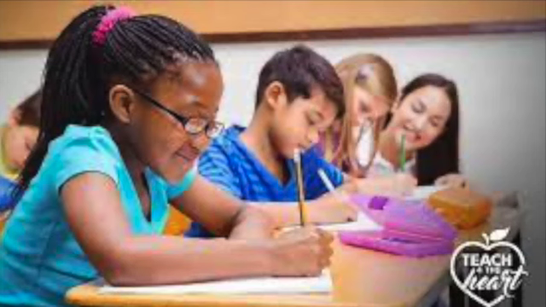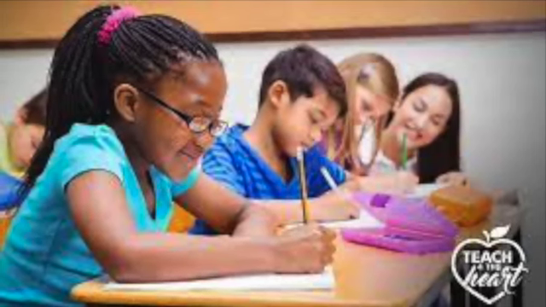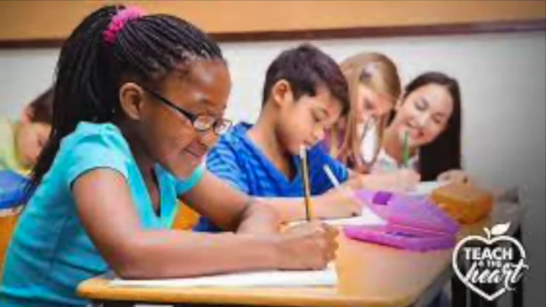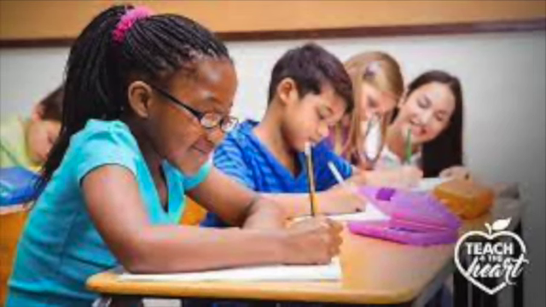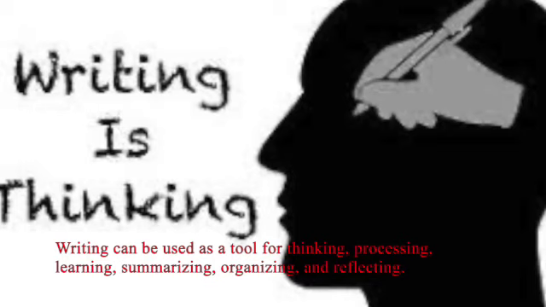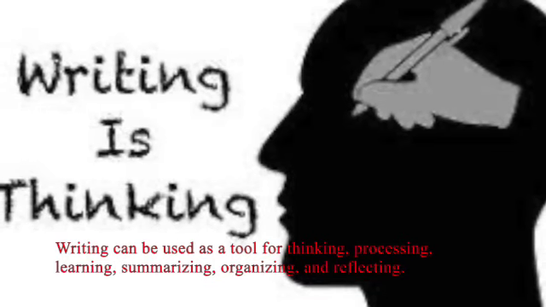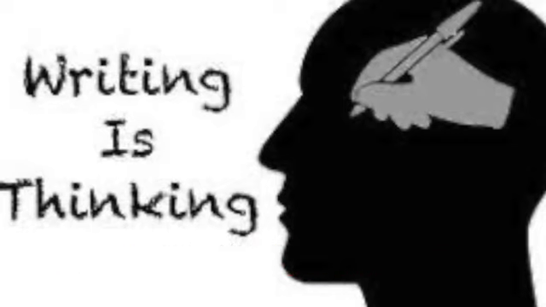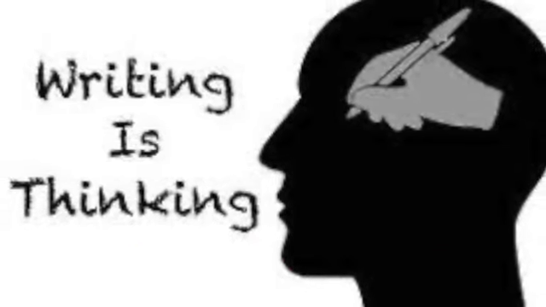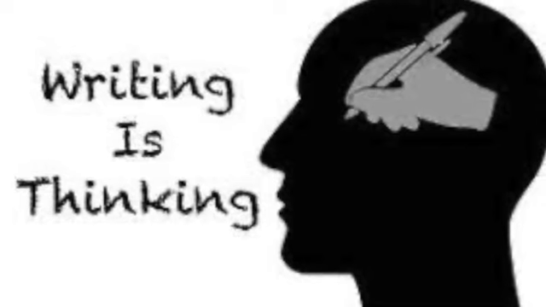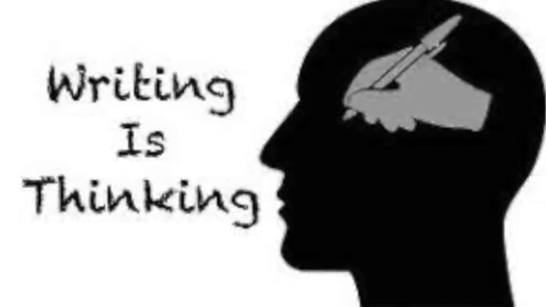It isn't a special language that belongs to English teachers and a few other sensitive people who should have a gift for words. Writing is thinking on paper. Anyone who thinks clearly should be able to write clearly about any subject at all. Writing can be used as a tool for thinking, processing, learning, summarizing, organizing, and reflecting. Writing can be used to communicate ideas and thoughts, build a position for argument, and keep you on track when you're at the grocery store.